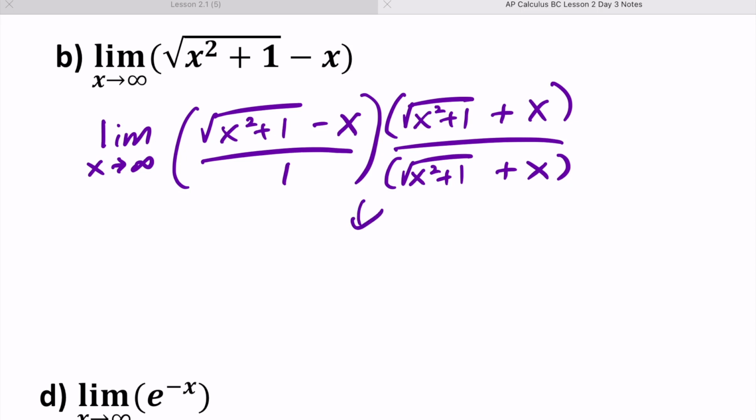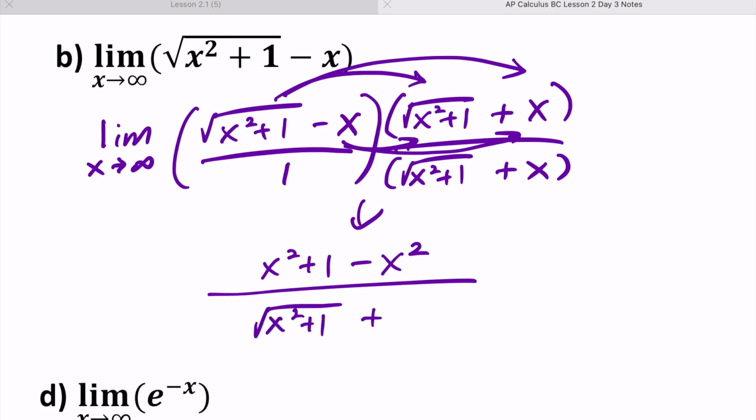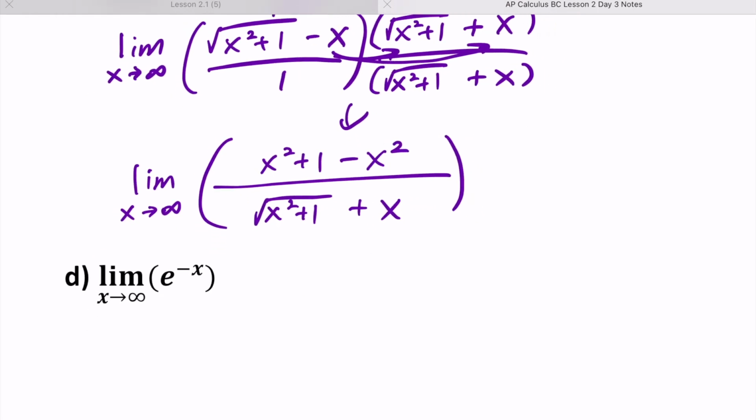Okay, so you got the radical x squared plus 1 multiplied by itself, which is x squared plus 1. You got the outer product and the inner product. They will cancel each other out, and you got the outer products right there. You got the negative x times x, which will give you negative x squared, all over radical x squared plus 1 plus x. And again, I keep reminding myself that this is a limit question. I have to write the limit notation at the front. So it's already pretty nice.